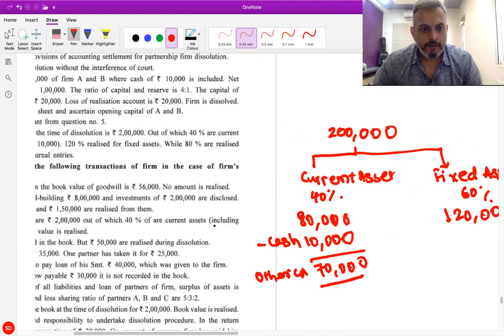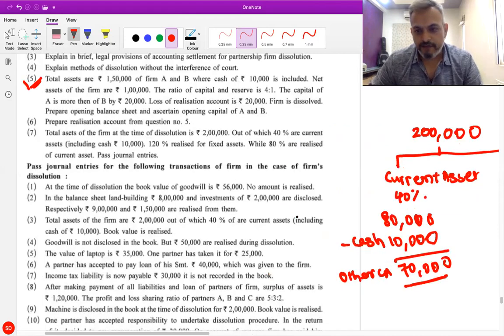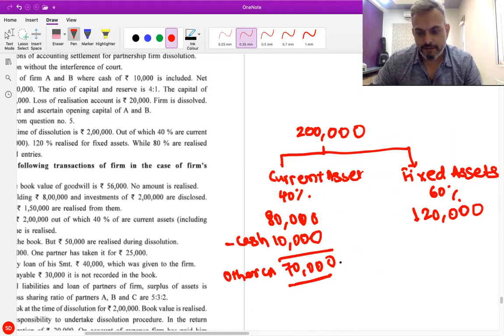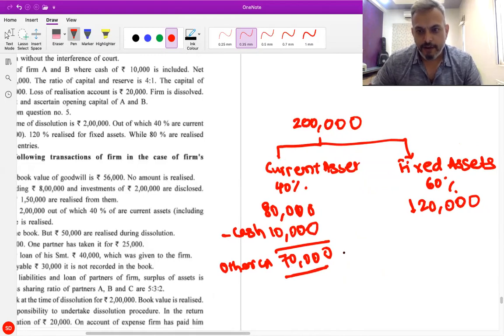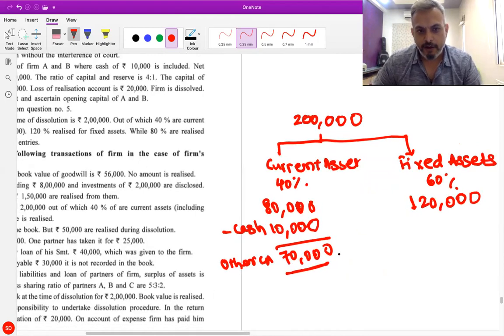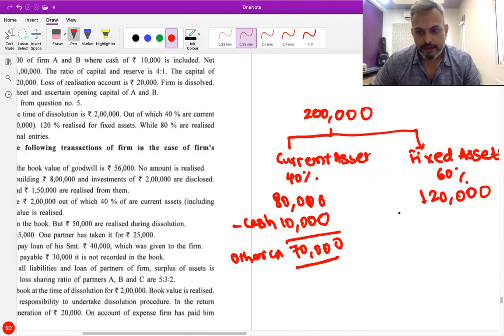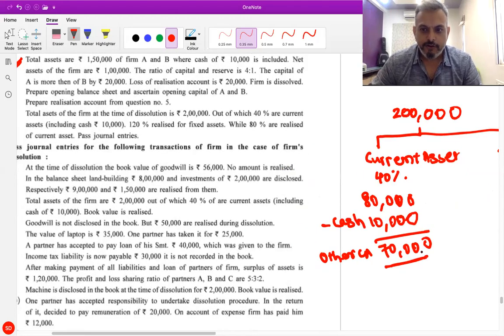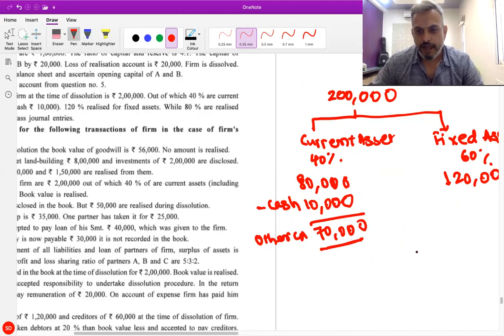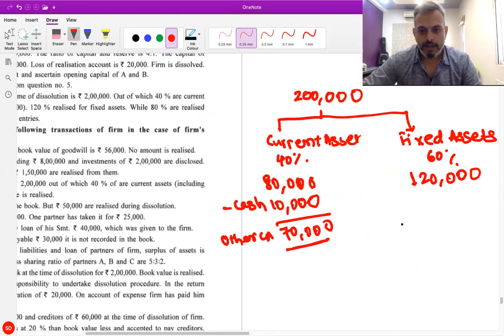Now you have to pass the journal entry. So your journal entry will be: first, realization account debit, fixed assets account will be credited, and current asset account will be credited. And then you realize 120% of fixed assets, so 1,44,000, and 80% are realized for current asset, so 56,000. So cash account debit to realization account credit. Please do this working.